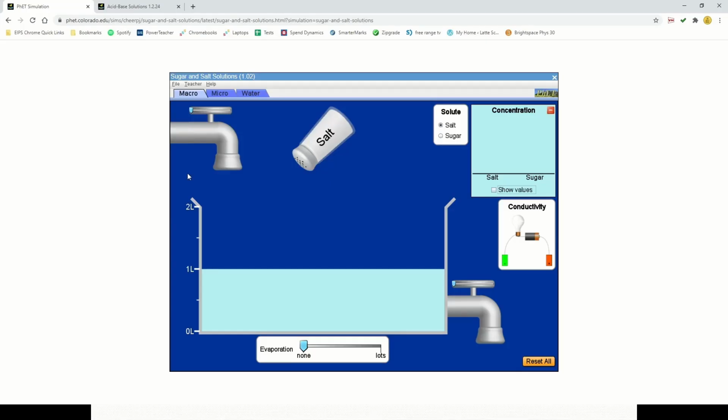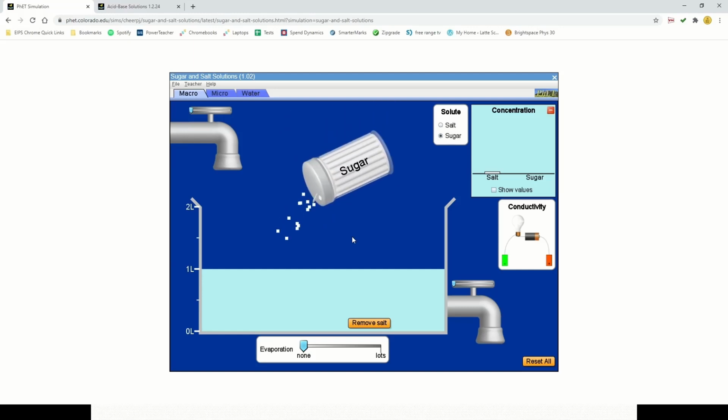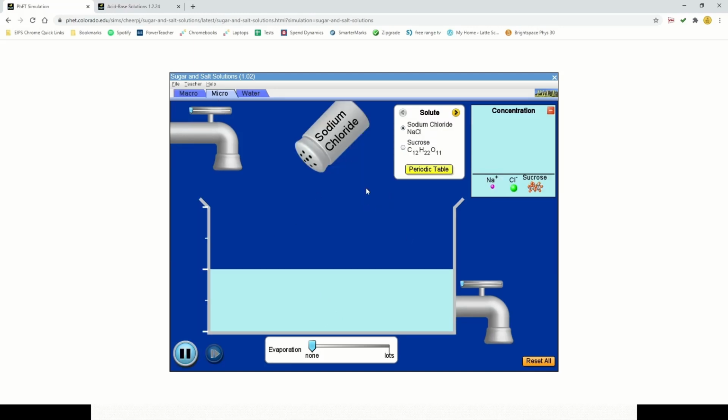If we take a look at this, we can take this salt and dissolve it in the water. It looks like it's dissolved in water. We can take sugar and dissolve it in water. They look the same. You don't really see anything. But if we could see this in a microscopic view, we take this salt and we dissolve it in water.